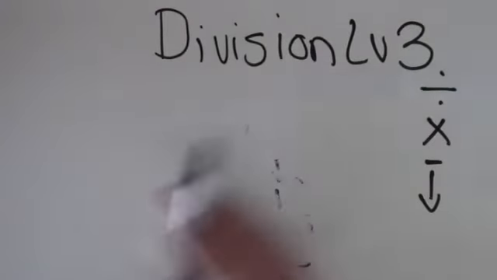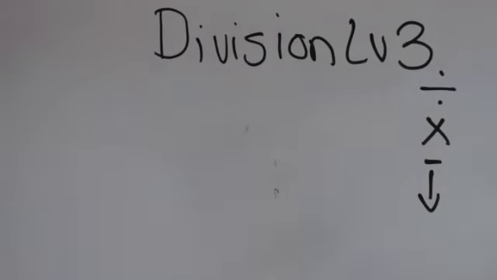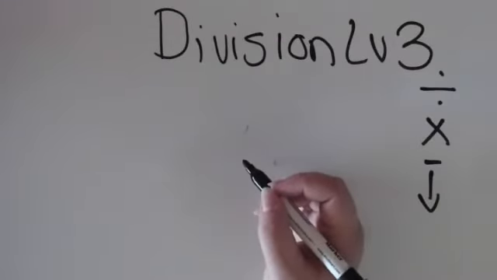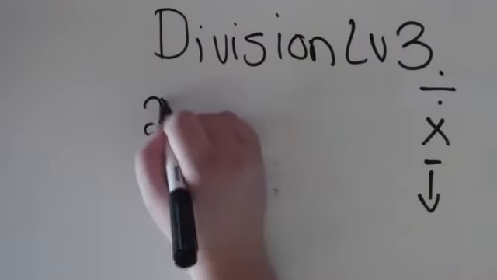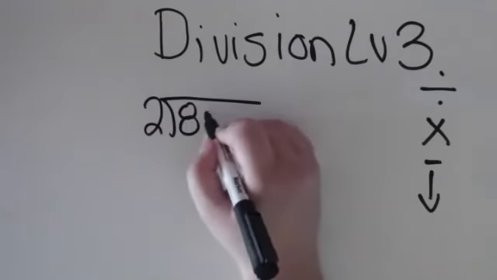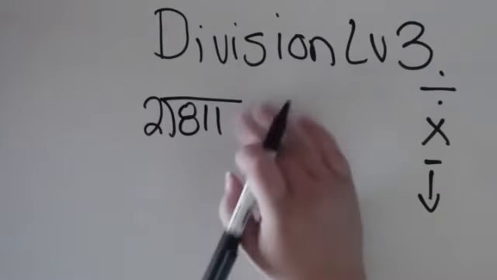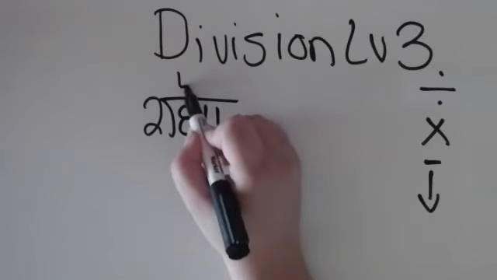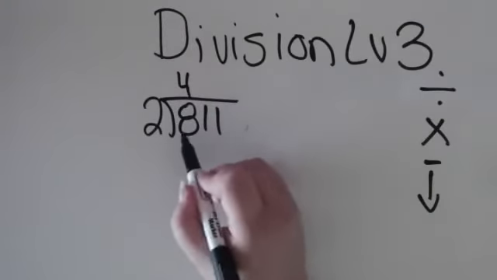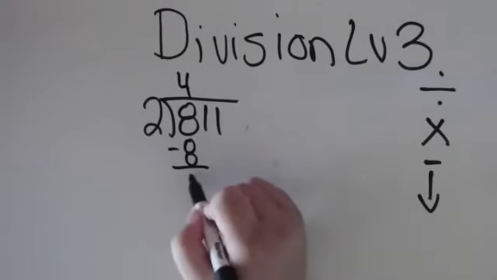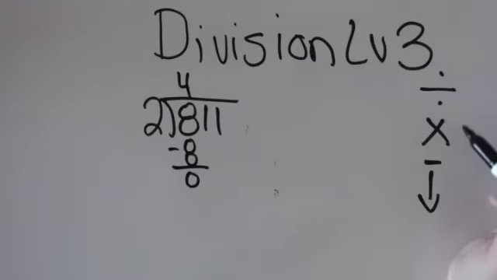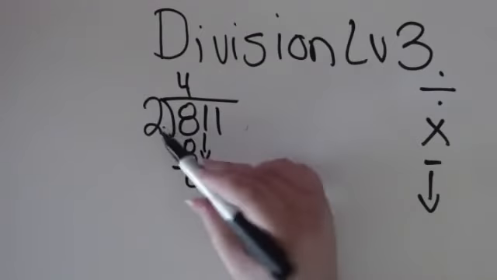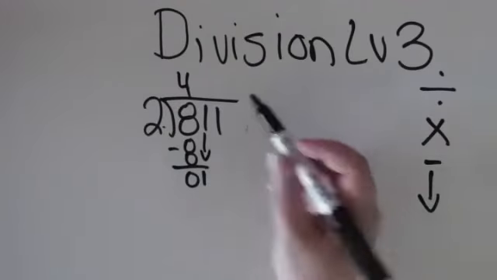Let's do one more together. So it's the same as long division. You're just saying when you can't fit something in, you're putting in 0. So let's do this one. 2 dividing 811. Okay. 2 goes into 8 4 times because 2 times 4 is 8. Subtract equals 0. There's my division, there's my multiplication, there's my subtraction. Bring down the 1. 2 goes into 1 0 times.